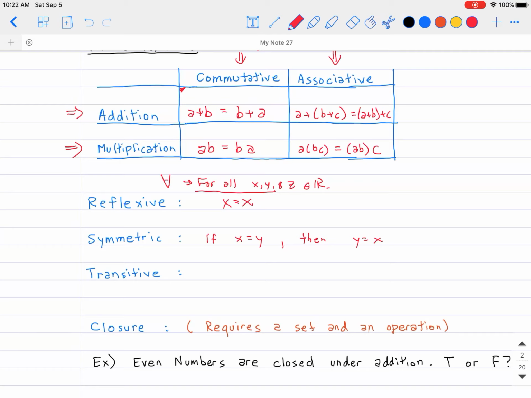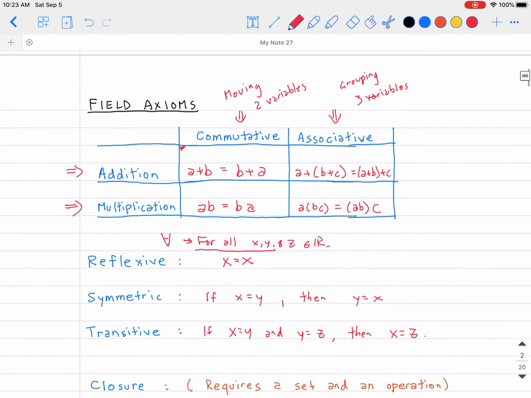So you can see how the symmetric property is pretty much the same idea as commutative, except you don't have a plus sign or a multiply sign. It's just swapping on the opposite side of the equal sign, okay? And finally, for the transitive property, if x is equal to y and y is equal to z, then that means the result is that x is equal to z, okay? Those are basically the three simple axioms that we're talking about.